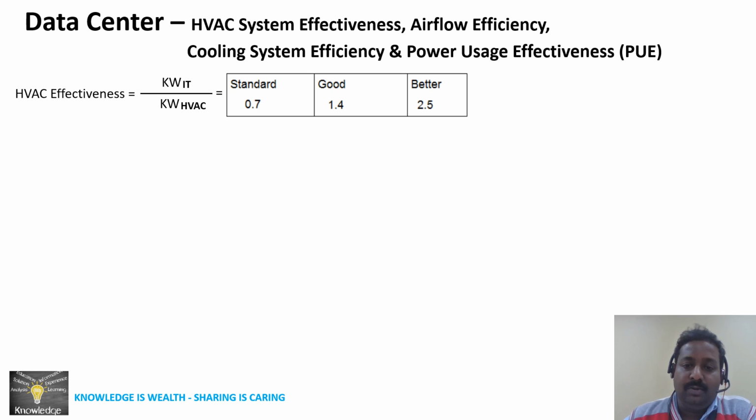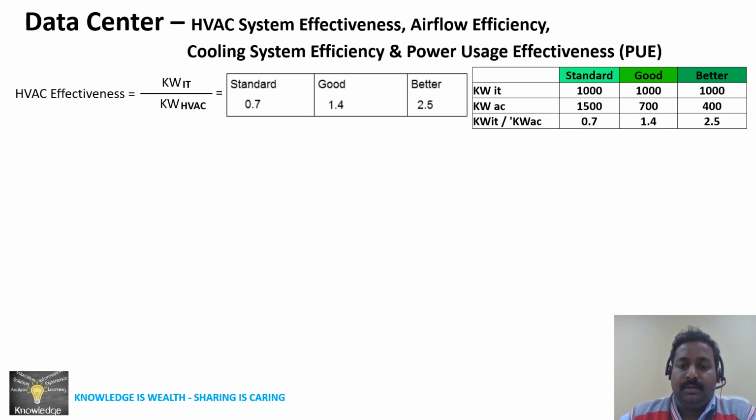Okay, so let's go through that table. Let's take one IT load, say 1 megawatt, 1000 kilowatt, and to mitigate 1000 kilowatt, HVAC is consuming 1500 kilowatt. Then IT kilowatt by HVAC kilowatt is 0.7. So that is the standard. So you are not completely energy optimized, but you are within the standard limit.